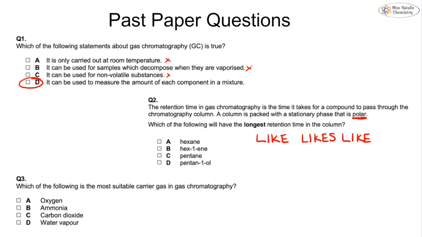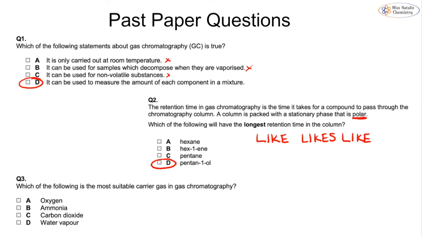So this is another way to say which of these 4 substances is the most polar. And hopefully you can see right away it's going to be the one that has the OH group, because OH groups give you very polar substances. So our answer must be D, pentan-1-ol.